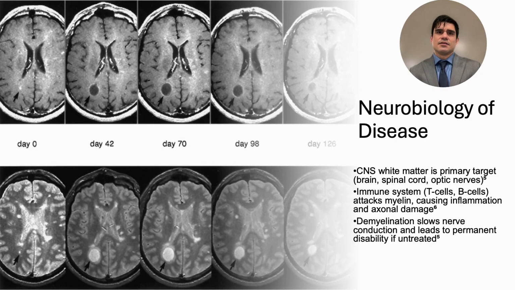So here you can see immune cells attacking the myelin sheath. Lesions tend to appear in periventricular areas, the spinal cord, and the optic nerve. This explains why symptoms vary depending on the lesion's location.